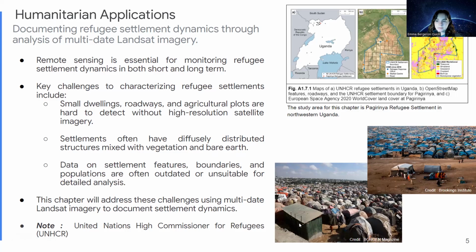And so these are just examples of what refugee settlements might look like. But when you're sharing a very large boundary like that, they can go for very long distances. So just note that this is the abbreviation that we'll be using: the UNHCR, the United Nations High Commissioner for Refugees.